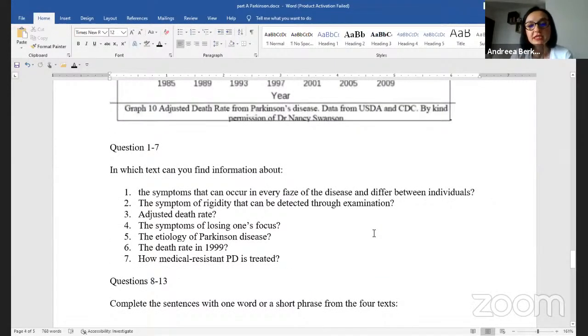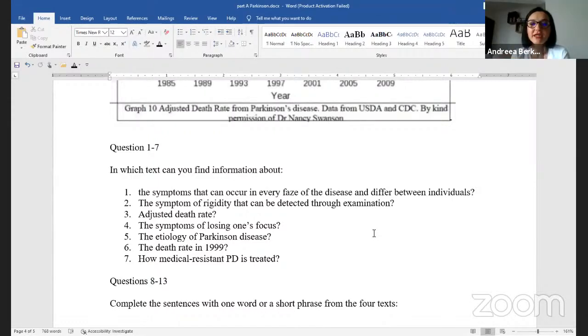The symptom of rigidity that can be detected. Mihaela, sorry, I want to ask, did you identify C as being the correct option by yourselves? Has anybody identified it? But I showed them the text. Yes, sure. Okay, so we go forward, please.